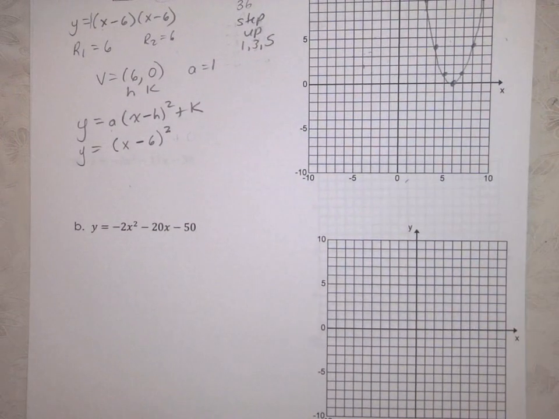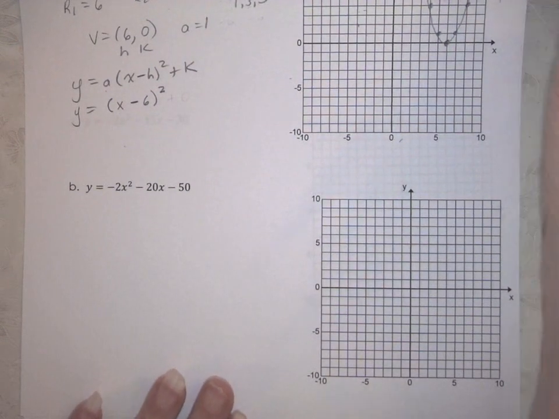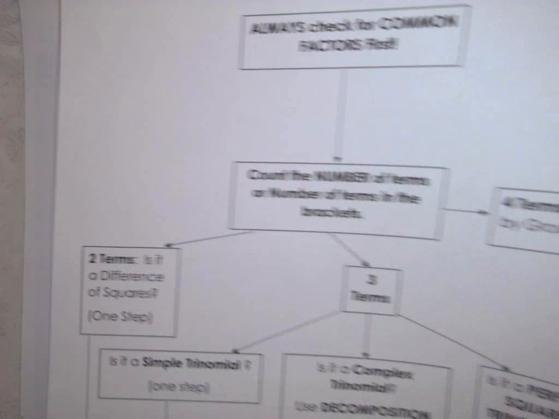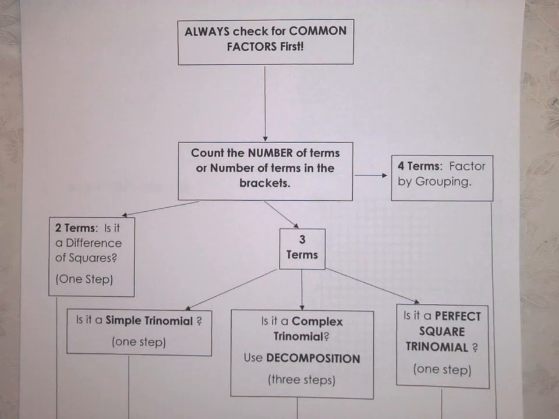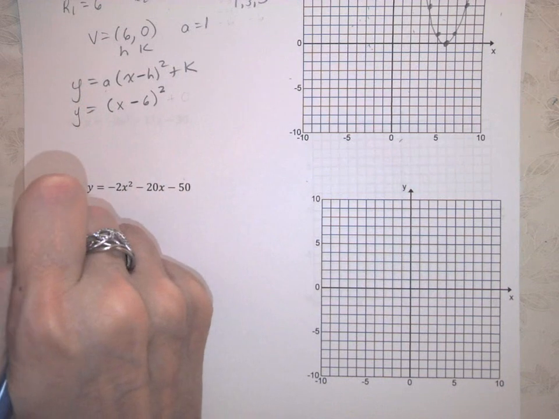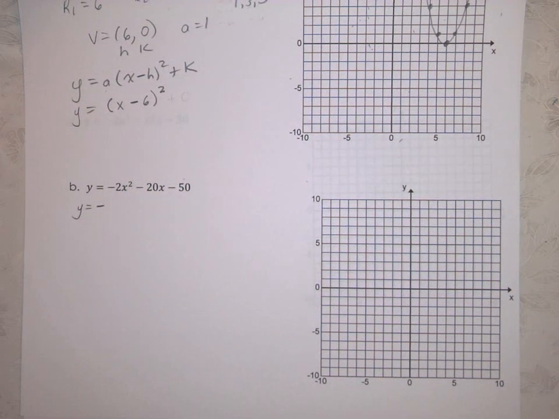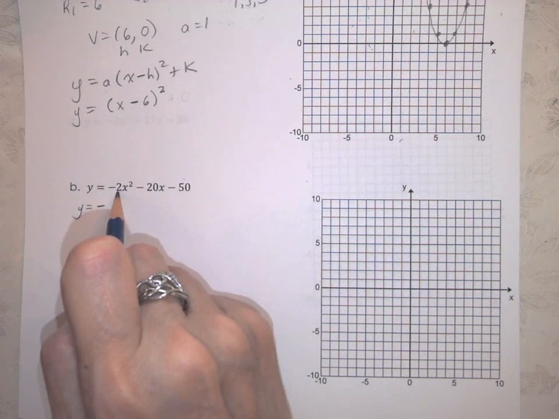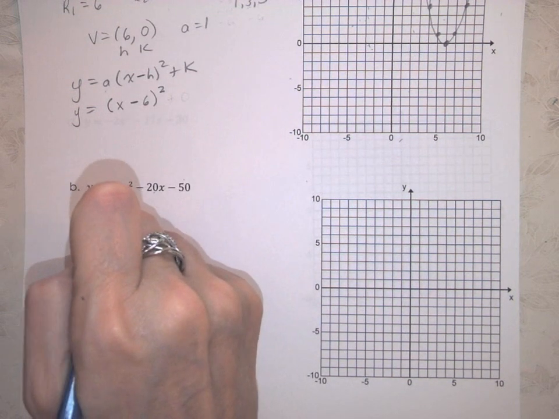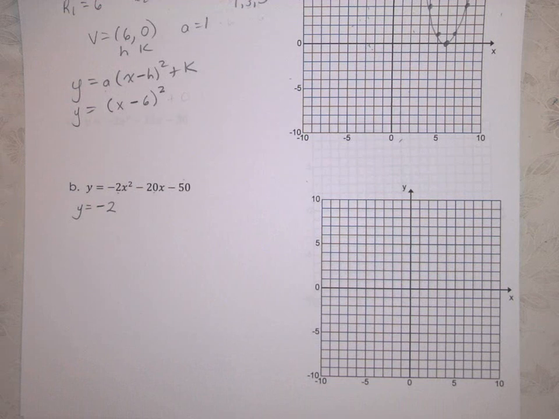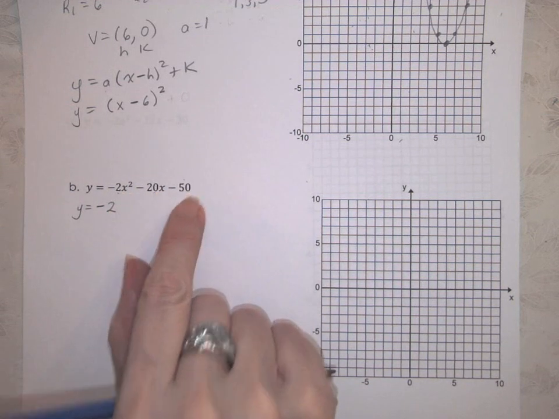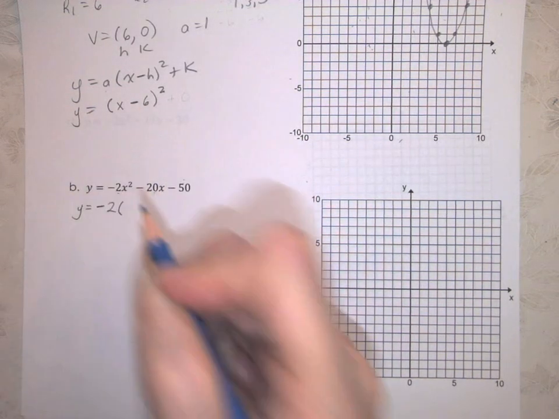B, y equals negative 2x squared minus 20x minus 50. So we want to put it first into intercept form. So, and that's by factoring. So we're going to check for common factors first. And we can see that in this case there's a leading negative. So we're for sure going to have a negative as part of our common factor. But 2 goes into 20 and 50, so negative 2 is going to be our common factor. And notice that there is not an x in all 3 terms, so it's not part of our common factor.